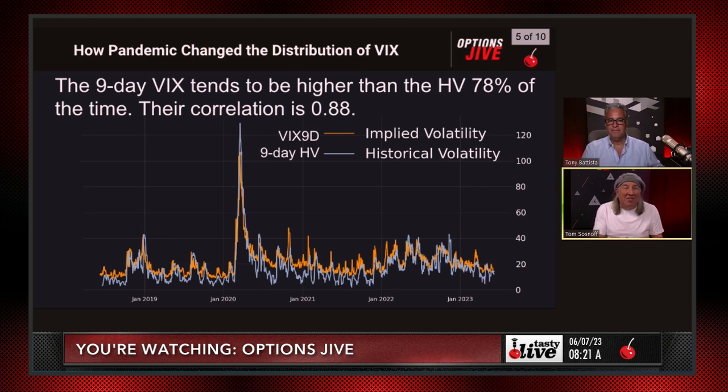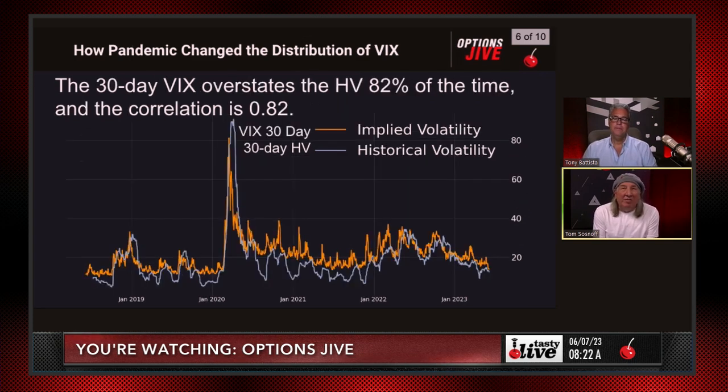the implied volatility higher, basically, whatever percentage of the time it is. In this case, 78 is actually a little low to me, because normally it's about 85% of the time. This is 9-day versus the historical 9-day. Let's go next slide. So this is a 30-day VIX. It overstates 82% of the time, and the correlation is 0.82.